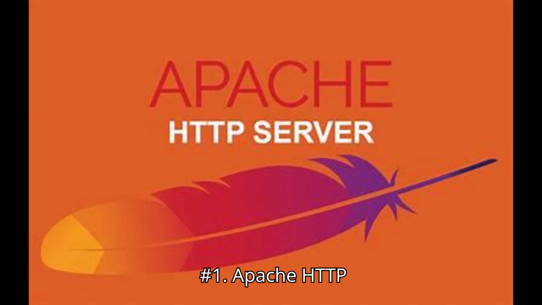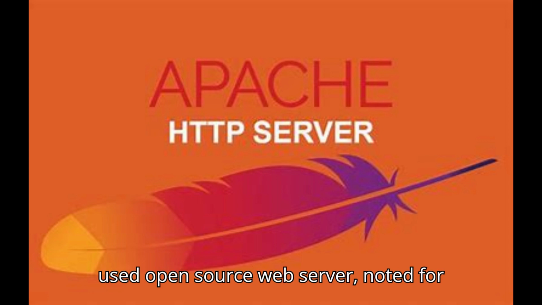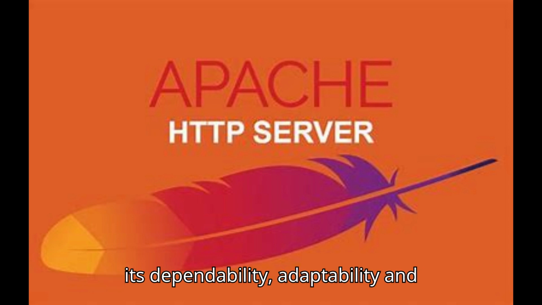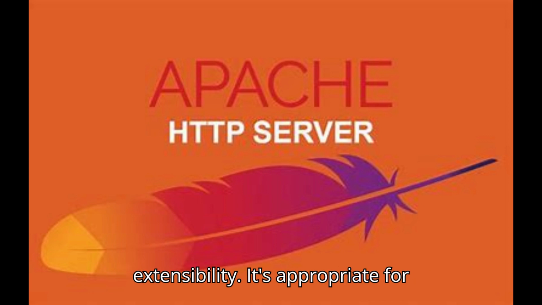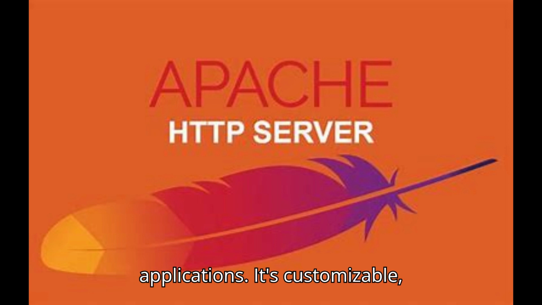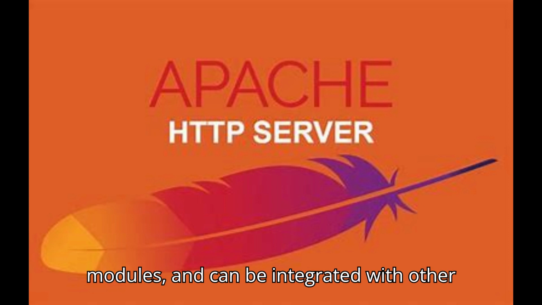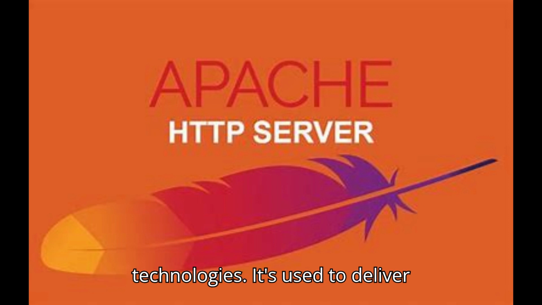Number 1. Apache HTTP Server. Also known as Apache, is one of the most extensively used, open-source web servers noted for its dependability, adaptability, and extensibility. It's appropriate for both small as well as large-scale applications. It's customizable, extensible and compatible with various modules, and can be integrated with other technologies.